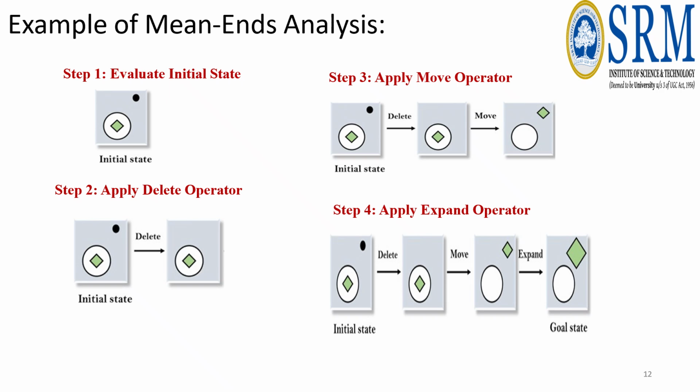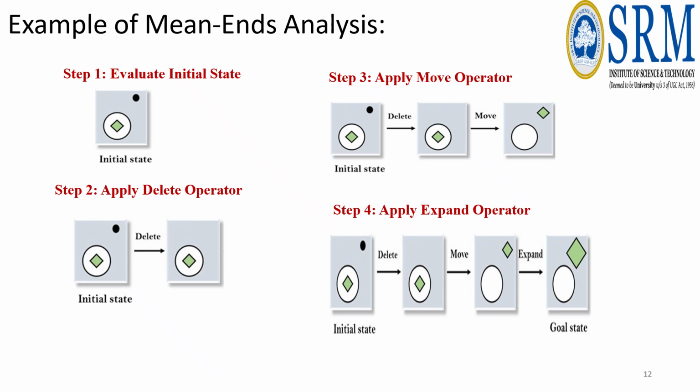So based on the means-end analysis, we are going to start with the initial state that represents the circle. Inside the circle you will have a diamond operation, and at the top you will have a dot operation. Second, we are going to use the delete operation. The ultimate goal is to have only the circle at the bottom, and at the top only the diamond.